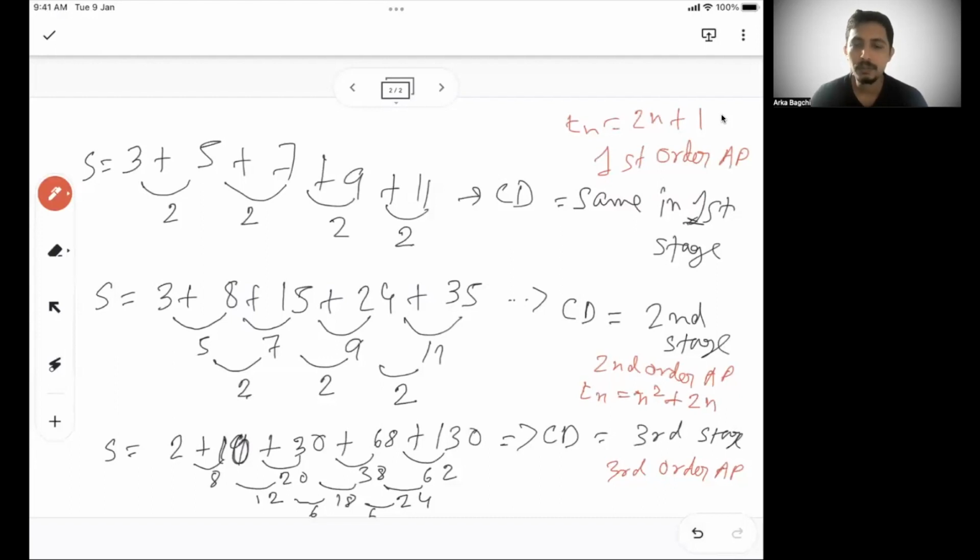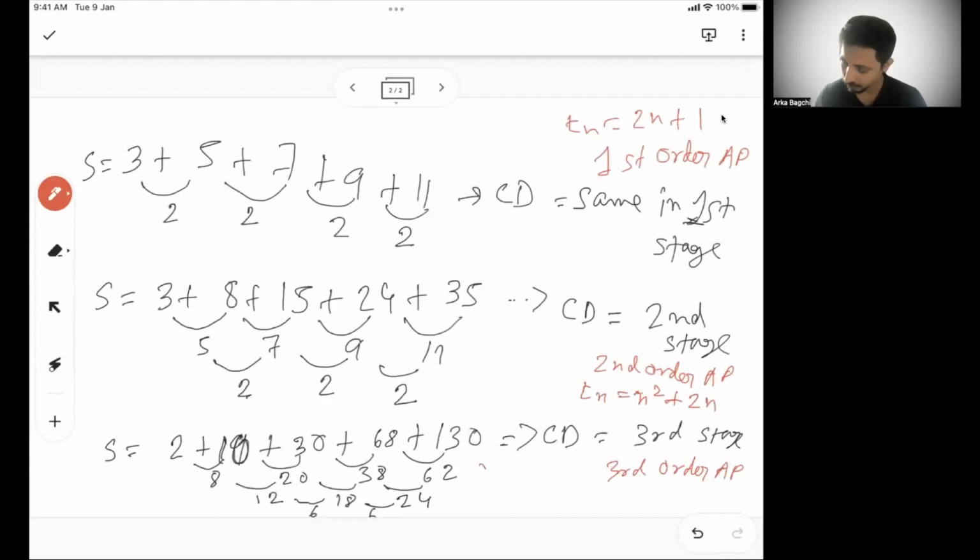3 is what? 1 square plus 2 into 1. 8 is what? 2 square plus 2 into 2. What is 15? It's 3 square plus 2 into 3. What is 24? It's 4 square plus 2 into 4. What is 35? 5 square plus 2 into 5. So it's n square plus 2n format.